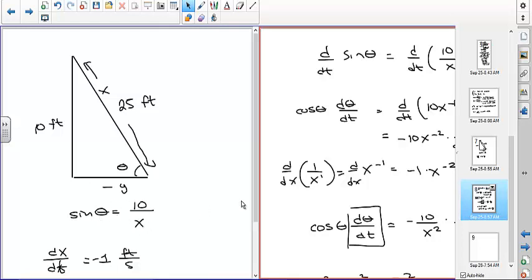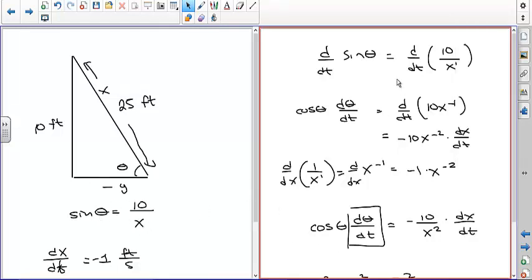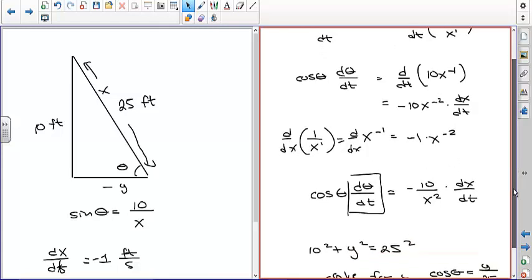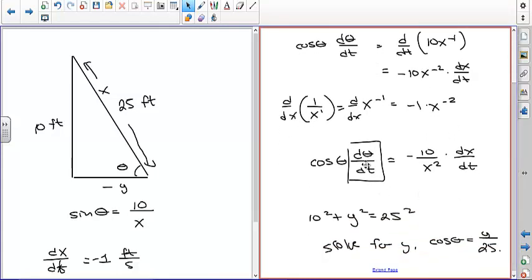With this geometric relationship, we used implicit differentiation to take the derivative of both sides. Because we're taking the derivative with respect to time, the derivative of the sine was the cosine, but you had to add the d theta dt part to it. Likewise over here, instead of 10 over x, we wrote 10 times x to the minus 1 power. Use the power rule to get that derivative, but because it's implicit, we have x here and t there, we had to add the dx dt. So once we clean things up, we have a relationship between d theta dt and dx dt.